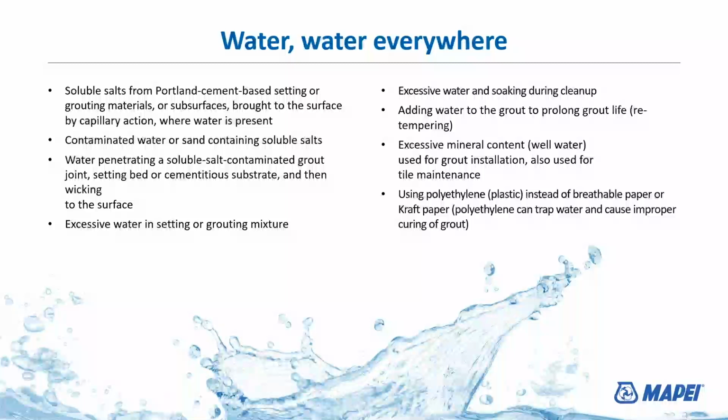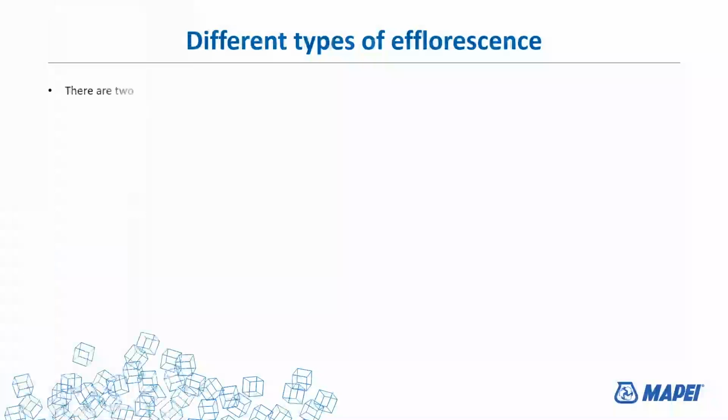There are a couple different types of efflorescence. One is primary, the other is secondary, 2 different causes. Primary efflorescence occurs during the initial curing phase of the cement-based materials and items like brick.